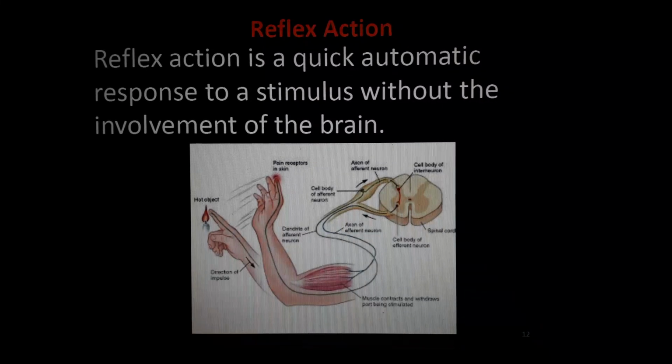The definition is, reflex action is a quick automatic response to a stimulus without the involvement of the brain. Without the involvement of the brain, that is the important part, because it is done by the spinal cord. Understand? Reflex actions are done by the spinal cord.